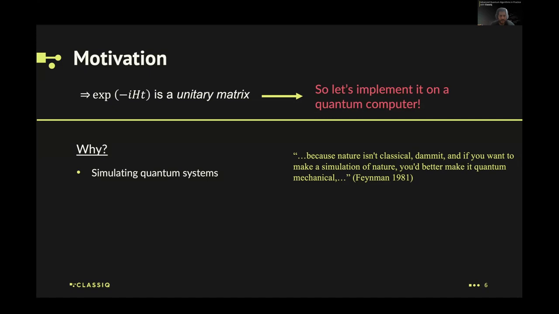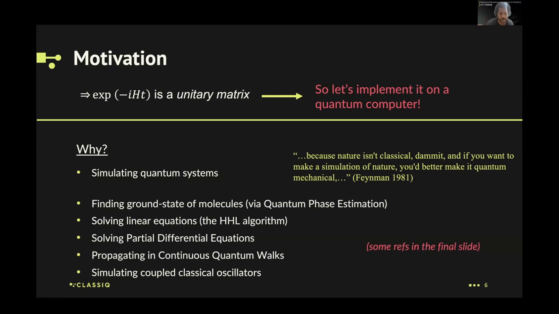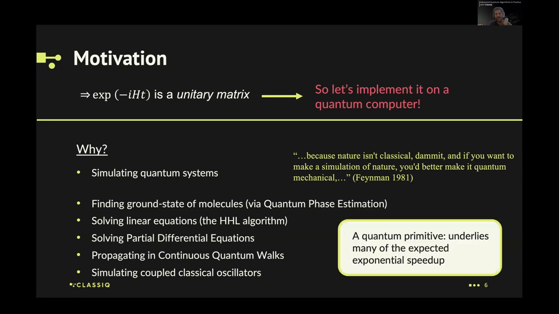But since, of course, quantum computing evolved and many quantum algorithms and applications appeared, Hamiltonian simulation appears in many of them. So I named here a few, and I'll give some references at my final slide. So first of all, people use quantum phase estimation to find the ground state of molecules. This uses Hamiltonian simulation. Also for solving linear equations such as the HHL algorithm, for solving partial differential equations, for propagating continuous quantum walks, and as Rolando presented in the previous talk, in simulating coupled classical oscillators. So the main point here is that Hamiltonian simulation is a quantum primitive, and it underlies many of the expected exponential speedups in quantum algorithms compared to the classical ones.